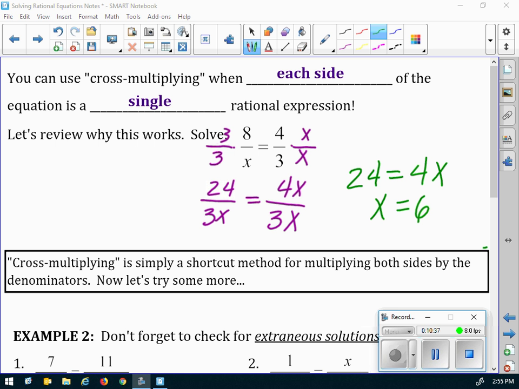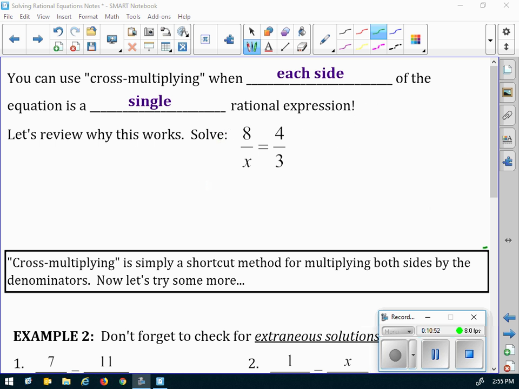Now, you can always solve equations that way if you have a single fraction on each side. But keep in mind that your answer was x equals 6. There's another way you can do it. And again, it's got to have an equal sign. Multiply across. What's 8 times 3? Equals 4 times x. And weren't those the numerators that we just got a minute ago? Yeah, they were the numerators.